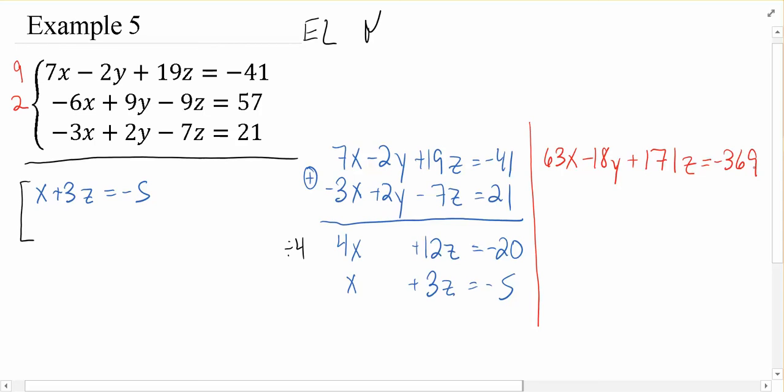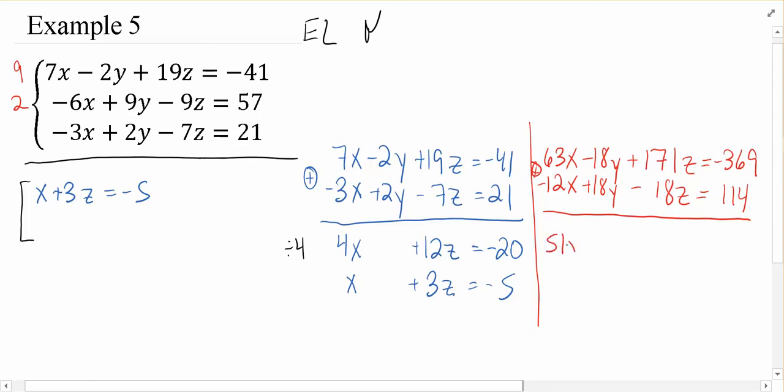Now we're going to distribute the 2 across that parenthesis, getting -12x positive 18y negative 18z, and then 57 times 2 gets me 114. We're going to add these 2 equations together, and yeah, those numbers are big, but we can use calculators whenever we want, so that's all right.